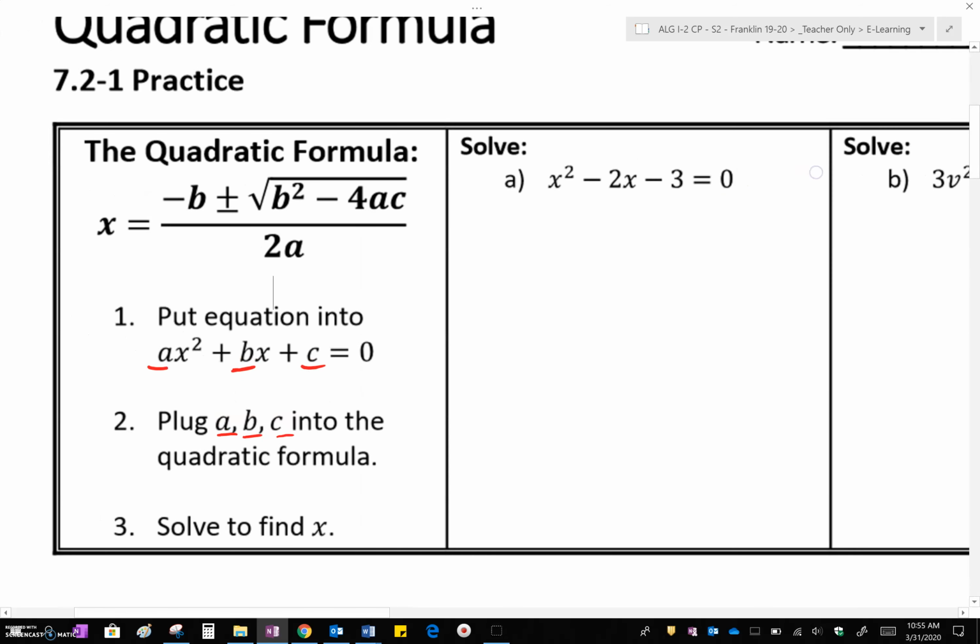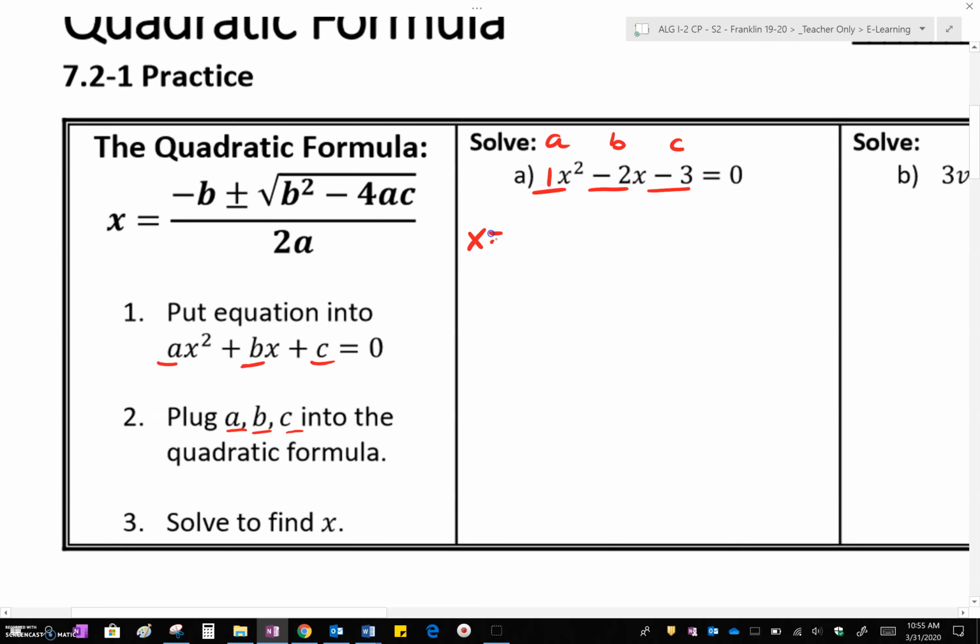Let's do the first example just to see how this works. So we've got x squared minus 2x minus 3. Our a value is 1. It's that leading coefficient. B is negative 2. And c is negative 3. They just go in order once it's in standard form. And then we just plug them into the formula.